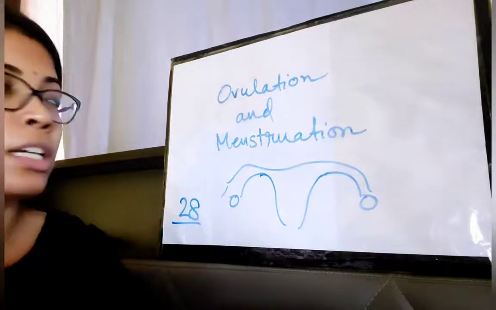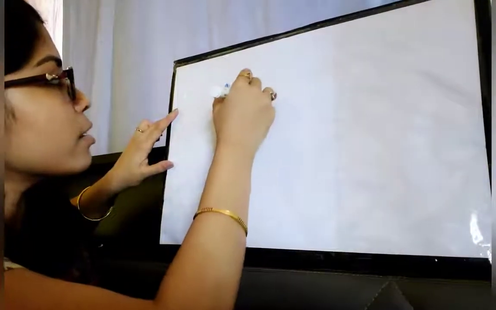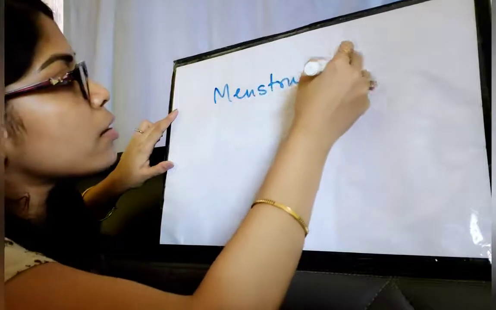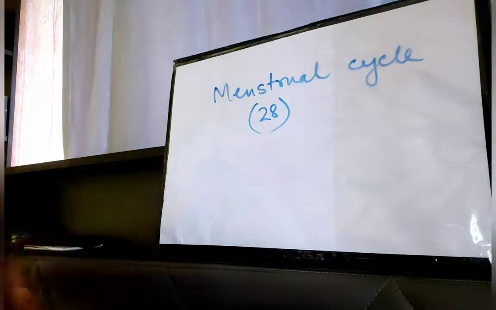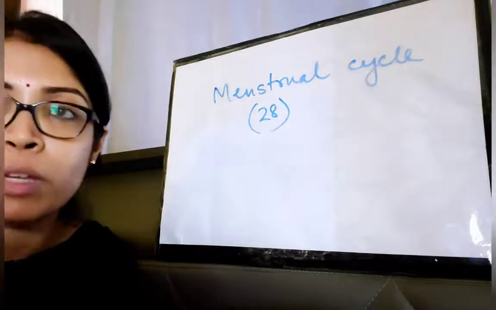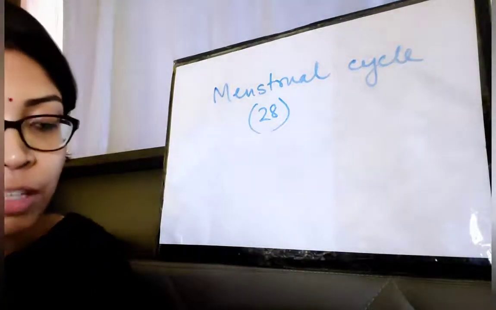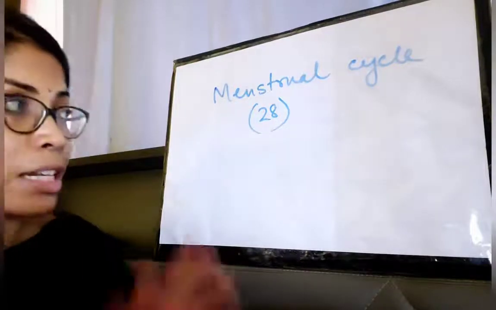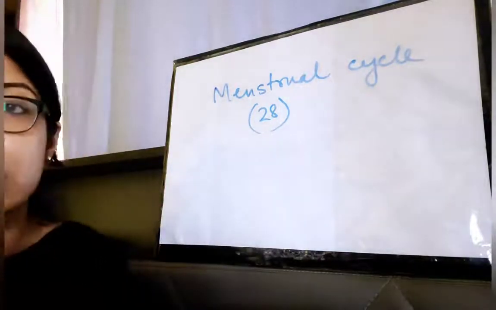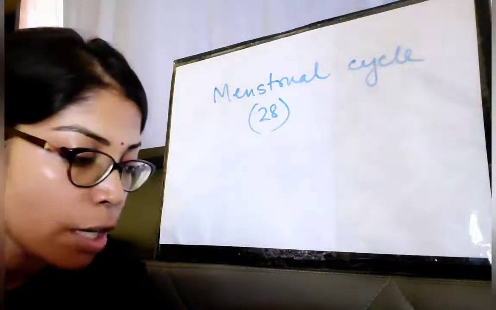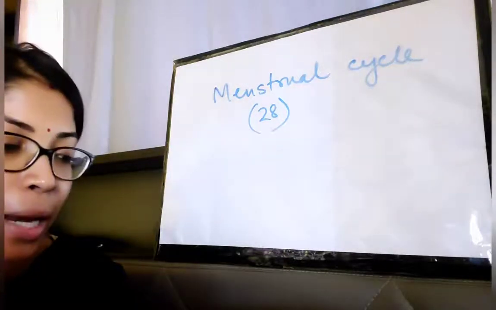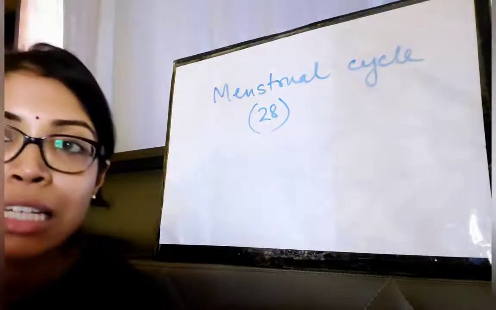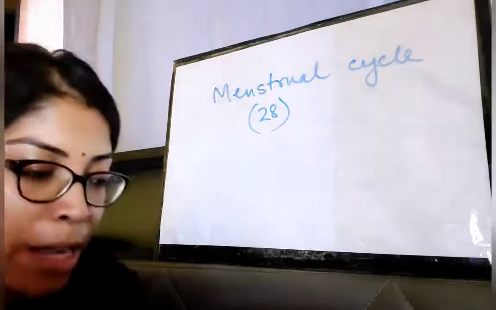Okay, so let me write here. The name of the cycle is menstrual cycle. The cycle is of more or less 28 days. Since we are human beings, different female bodies are different, so it is not exactly 28 in everybody. 28 plus minus 2 or 3 days. So what I was saying is that in females every month a 28-day long reproductive cycle goes on. That cycle is known as menstrual cycle.